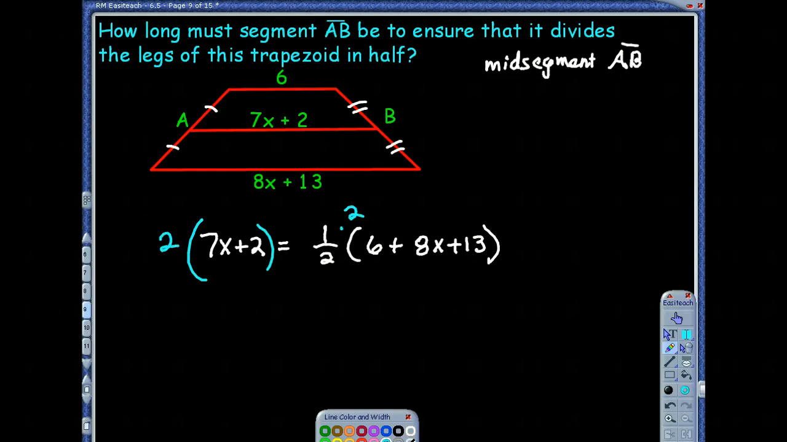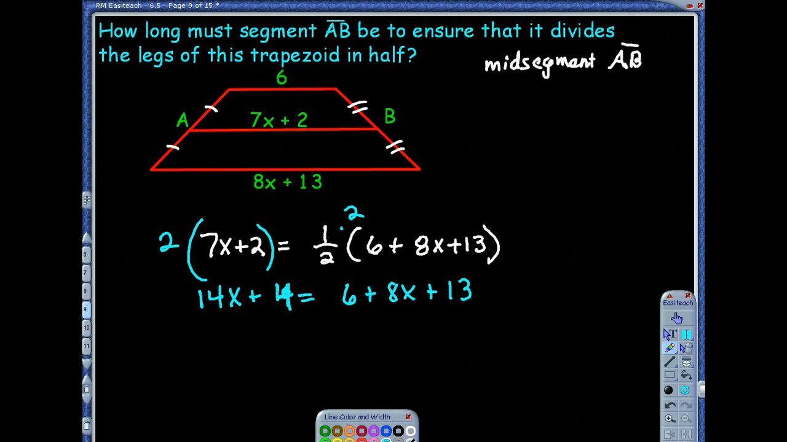You can't multiply inside. Right, because when you multiply that side by 2 and multiply that half by 2, it's just going to get distributed anyway. So that's going to be 14x plus 4, sorry, 4, is equal to, and half of the 2 is going to give you just a 1. And 1 times the quantity is not going to change it. So it's just going to be 6 plus 8x plus 13.